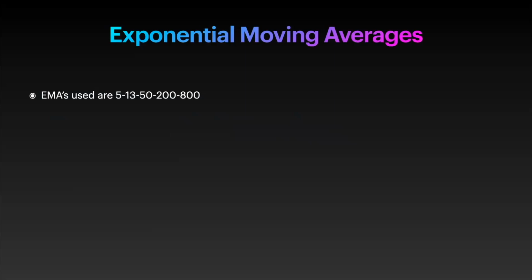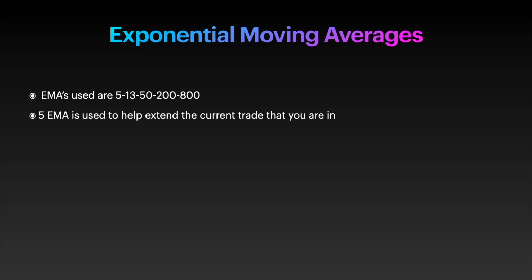So the 5 EMA is used to help extend the current trade that you're in. If you want to try and extend the trade out more than 30 pips or so, you can use the 5 EMA. Like we talked about, you're using it as a way to keep going, and you're just waiting for price to move across and close below, or above, that 5 EMA before you get out.